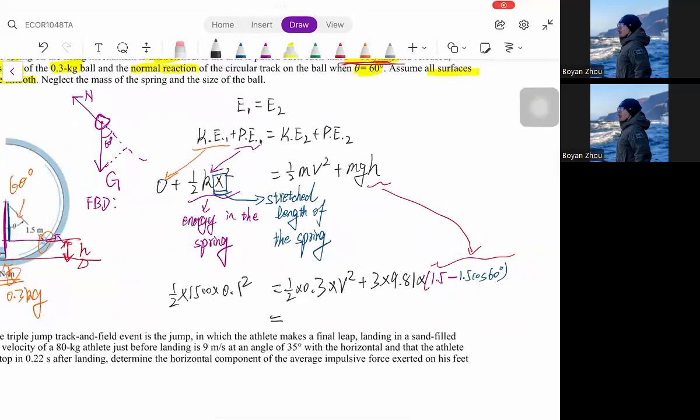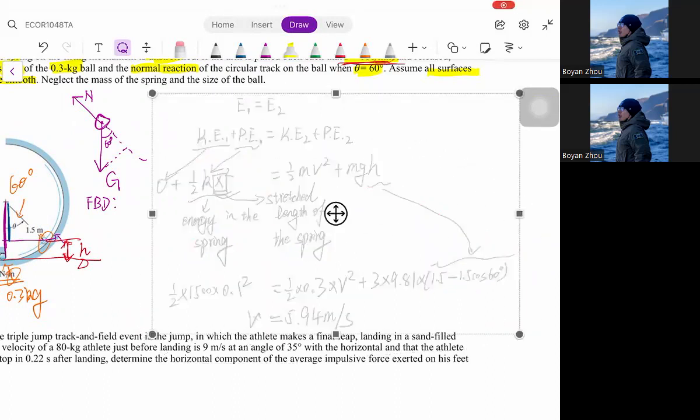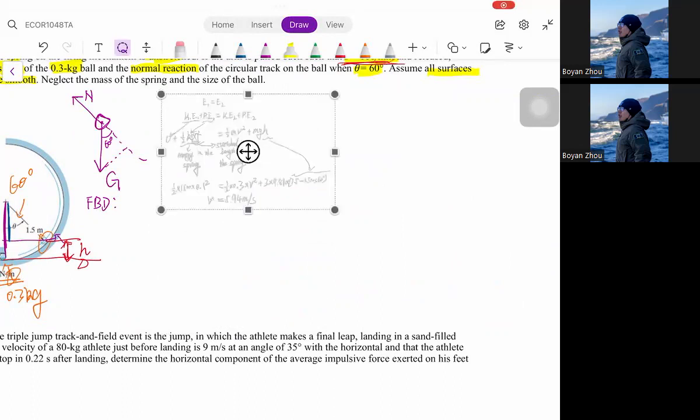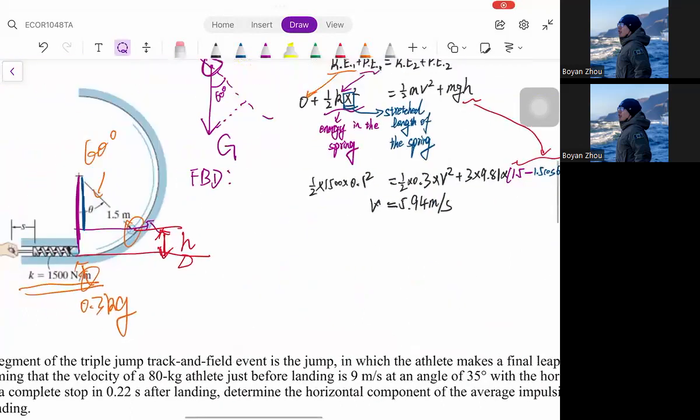So again, just use a calculator. Then we can find the velocity is equal to 5.94 meter per second. Okay, so now we have the velocity when the ball reaches this location where theta is equal to 60 degree.